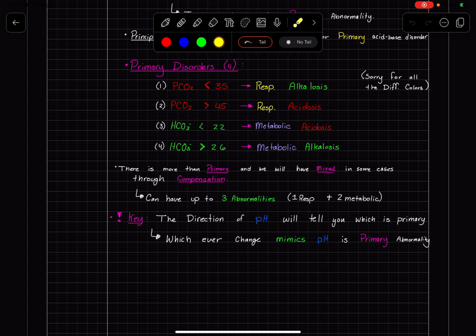Okay, we're going to speed up just a little bit. There's more than just primary. We can also have mixed disorders in some cases through compensation. Compensation is very important. This means we're not always going to have just respiratory alkalosis or just metabolic acidosis, right? If we did, our body would be struggling as soon as we get in these situations, because that means we weren't compensating. Our body wasn't trying to change that issue. So that's what compensation is. It's our body trying to fix that complication.